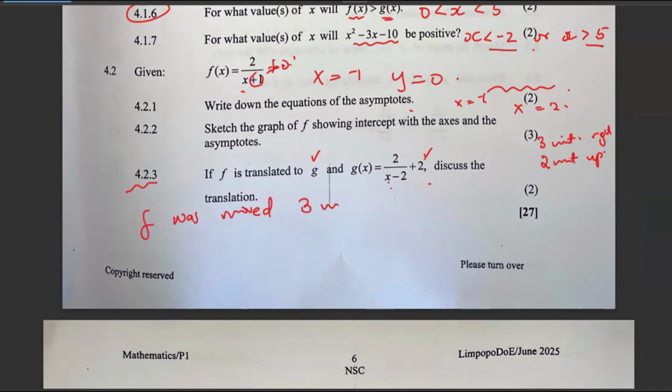Okay, so 3 units to the right, and then 2 units upwards, or 2 units up. So that is the translation that took place.